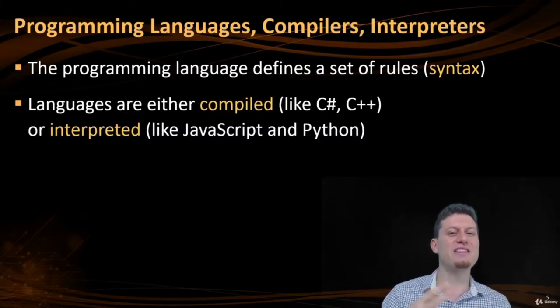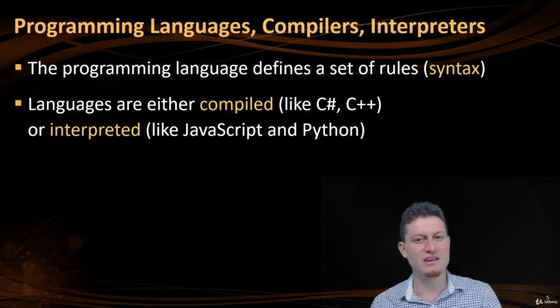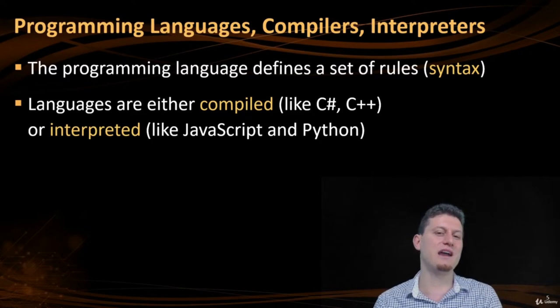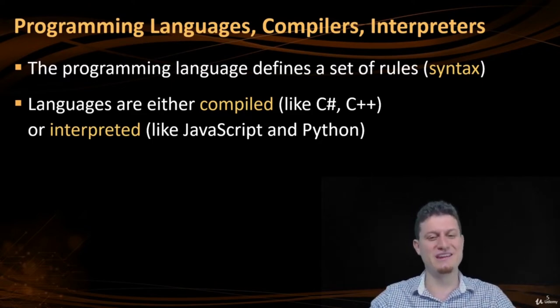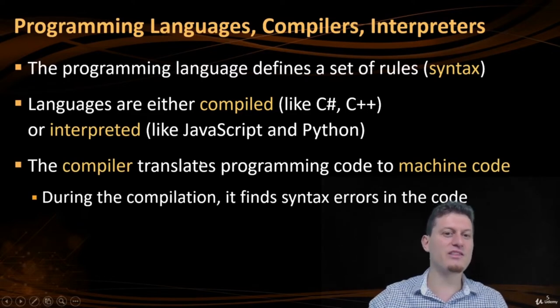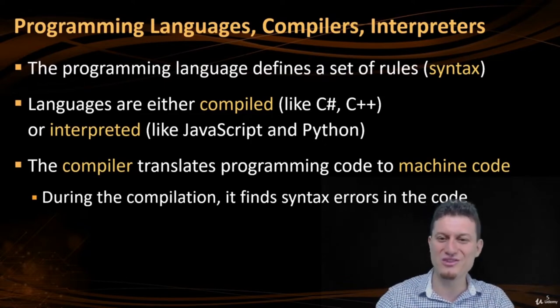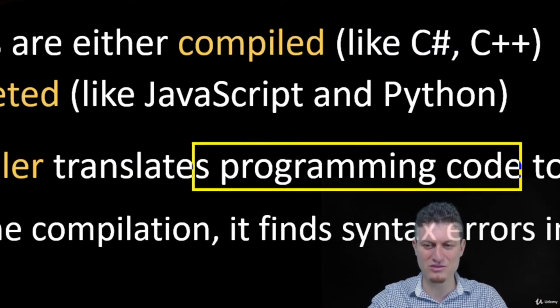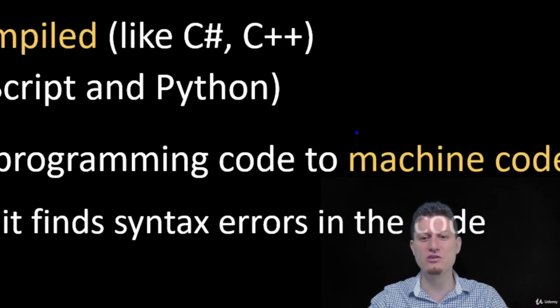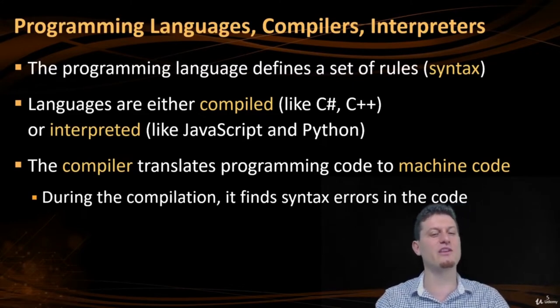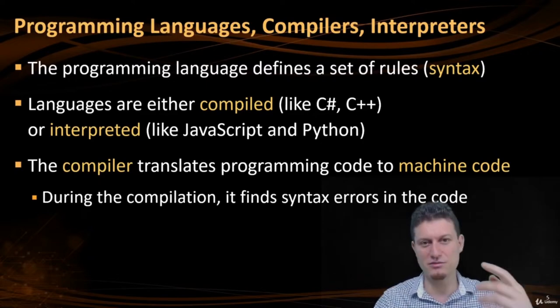So, languages are either compiled, like C#, C++, C, Pascal, and many other languages, or interpreted, which means that they are directly executed, like JavaScript, like Python, and like TypeScript, and many other scripting languages. The compiler is a computer program which transforms the programming code, or the so-called source code, to machine code. So we have programming code, the source code of our program, and machine code, which is a code understandable for the computer. And during the compilation, the compiler finds the syntax errors in the code, finds the problems, and alarms us if we have problems.